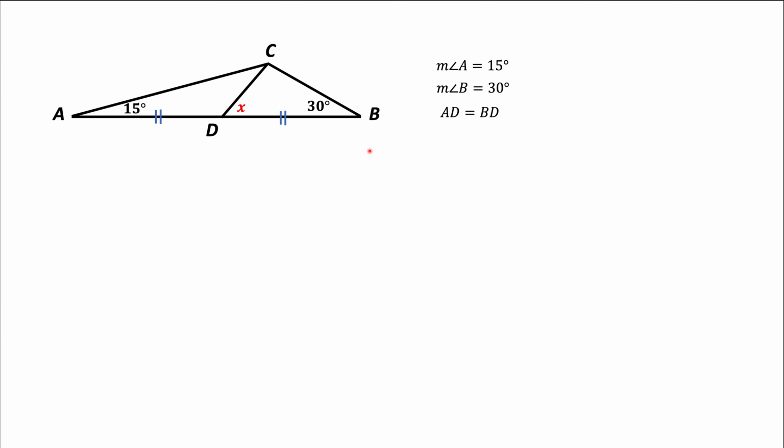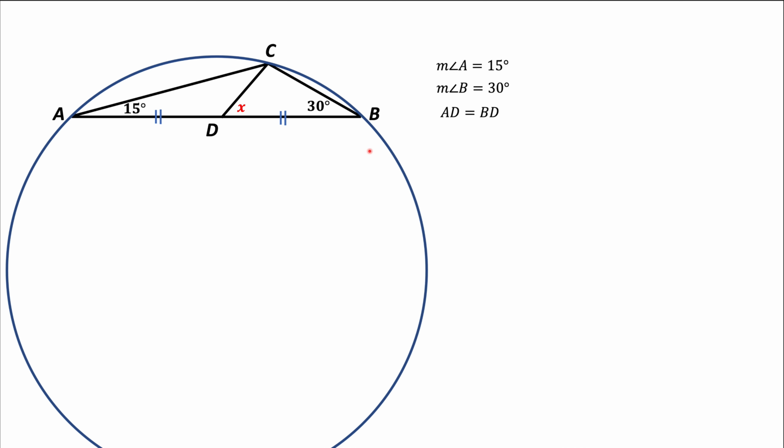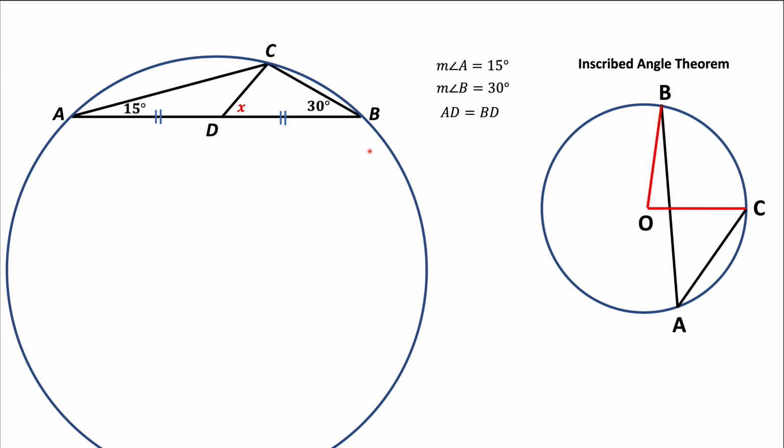So the way we're going to proceed is we're going to draw a circle around this triangle. And before I go any further, I would like to discuss something about circles and angles. There's something called the inscribed angle theorem. If you look at this black angle BAC, the vertex of this angle sits on a circle, and two sides of this angle cross the circle at points B and C.